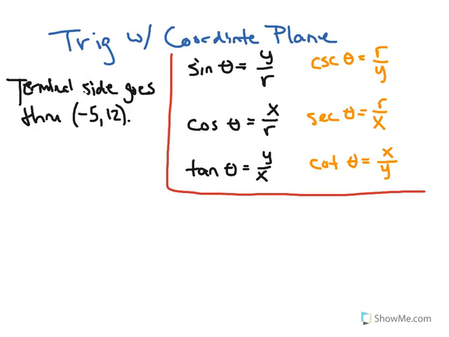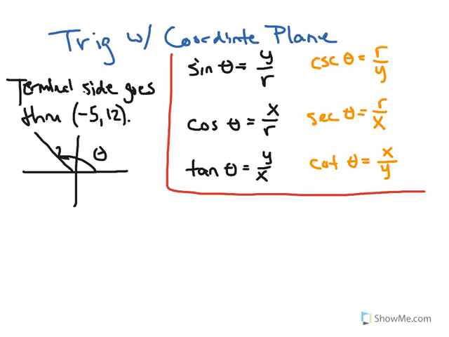Okay, so what we have here is we're going to find the trig functions for the angle that has a terminal side that goes through the coordinates negative 5, 12. So first thing you probably want to do is draw your coordinate plane. It doesn't have to be exact, but negative 5, positive 12 is going to put us over in quadrant 2. So the angle is probably going to be somewhere out here.